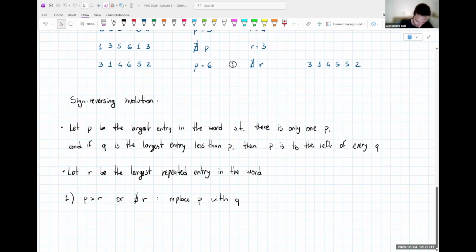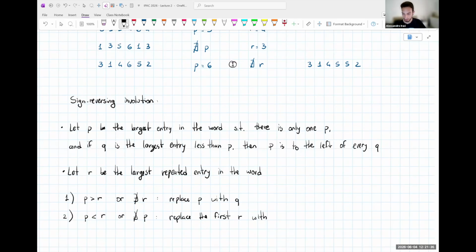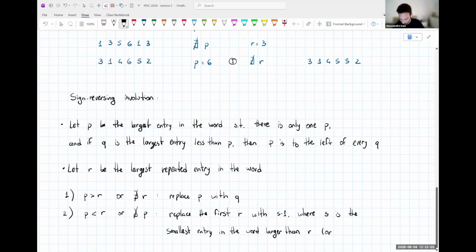Case 2, I have to scroll a little bit, but then I'll go back up. P is less than R, or there is no P. In which case, we replace the first R with S minus 1, where S is the smallest entry in the word larger than R, or it's K plus 1 if R is the maximum.